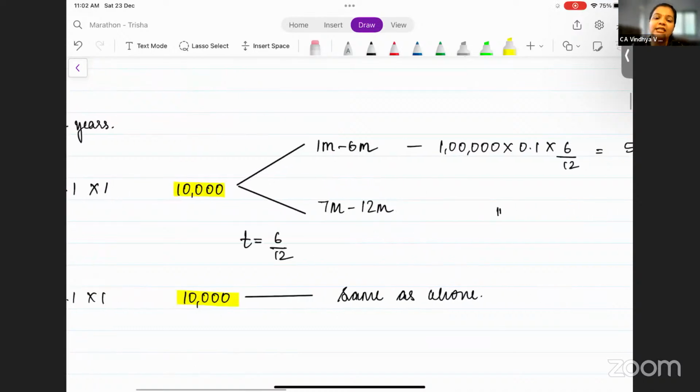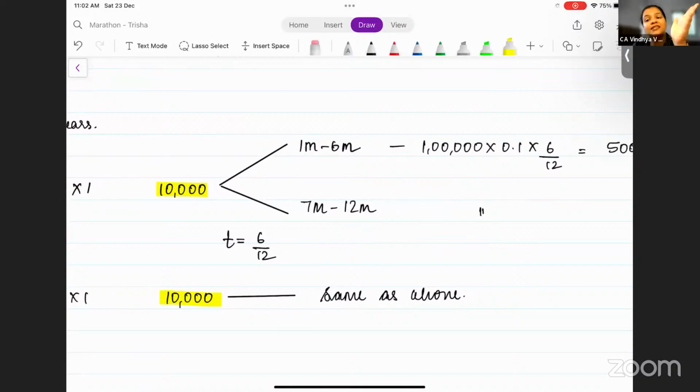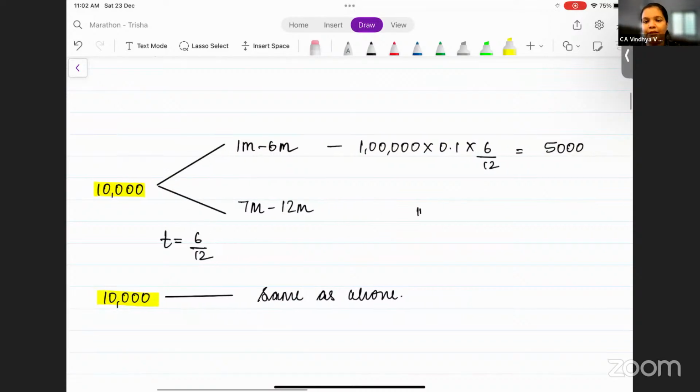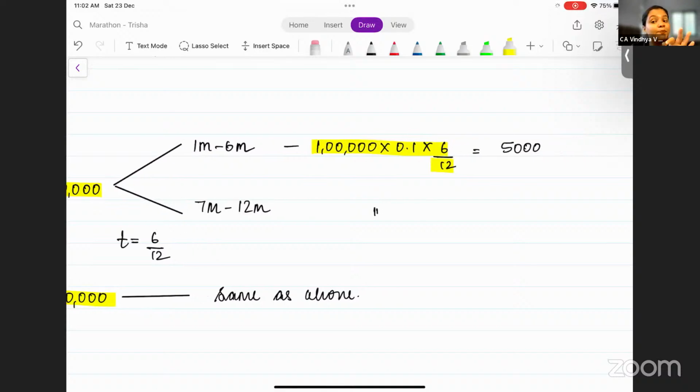Now, I'll split this year into 2 parts. First 6 months, that is first month to 6th month, and next 6 months, that is 7th month to 12th month. Now here the calculation is going to be 1 lakh into 0.1 into 6 by 12, because it is 6 months. See the rate: the rate is 0.1 itself. I have not changed the rate. Time will take into consideration the rate. So you get the interest as 5,000. And in the same manner, for the next 6 months also, you get the interest as 5,000.